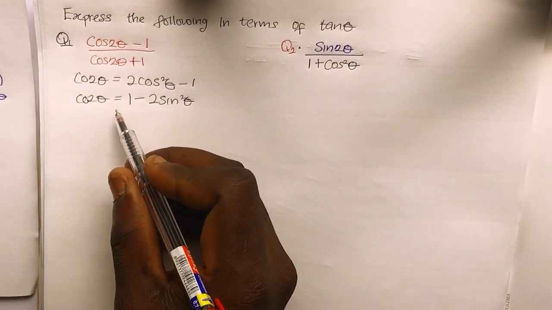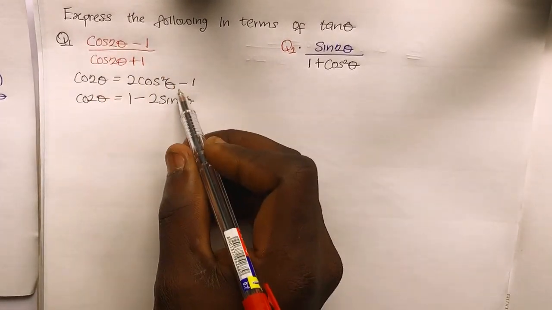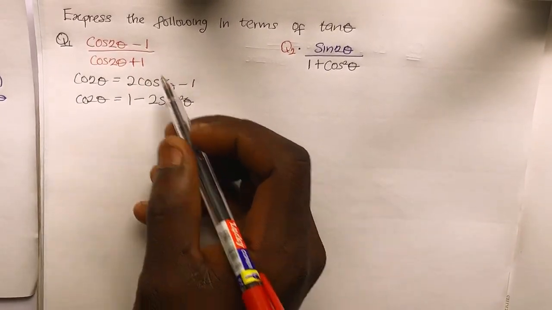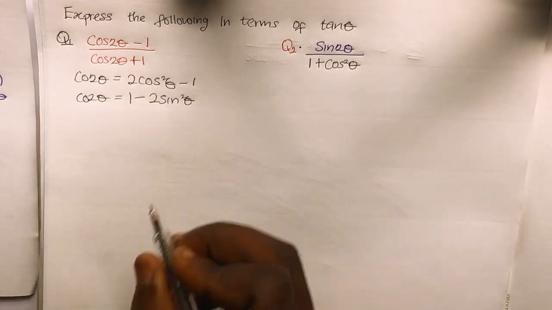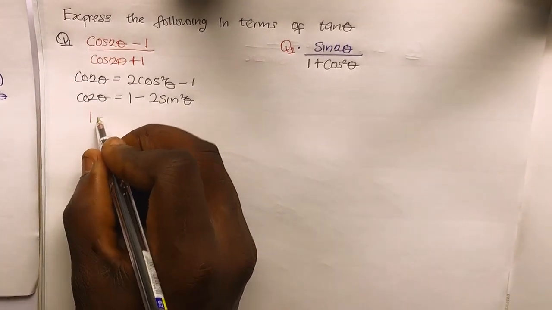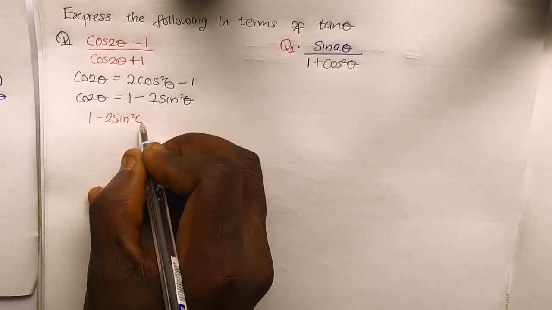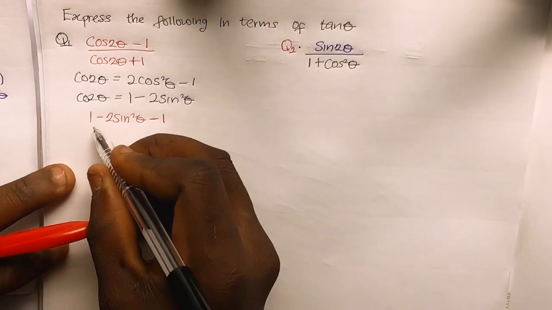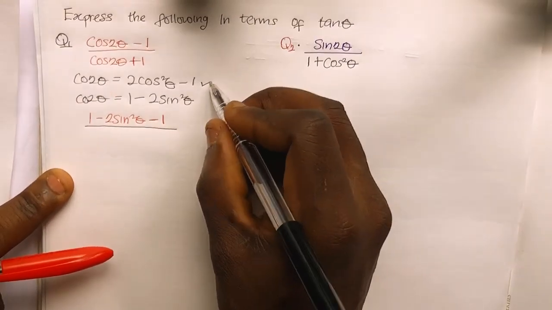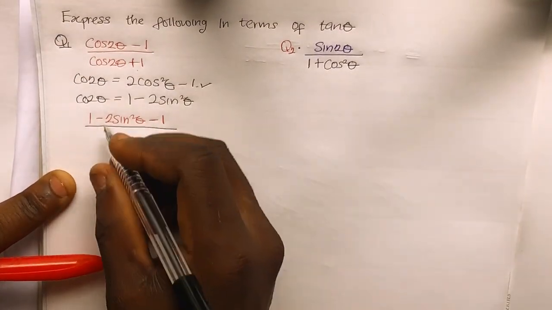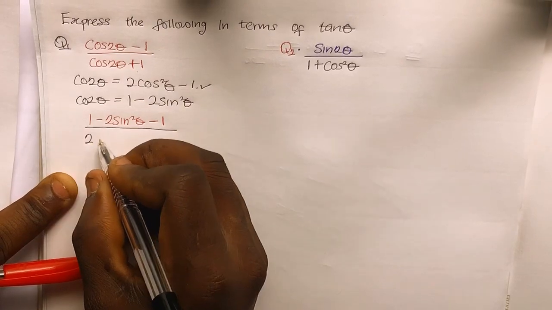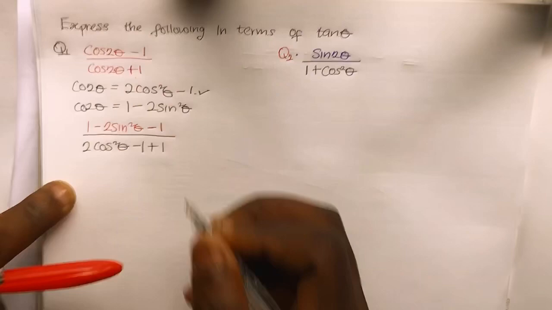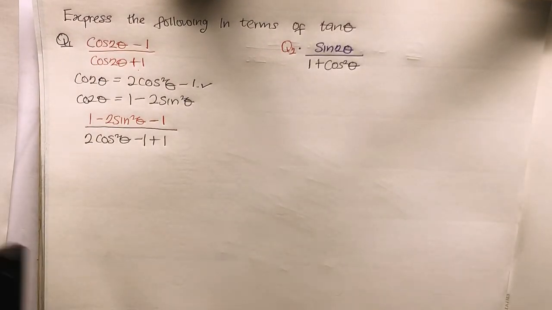Then if I go ahead and use this on top, it will be minus 2. Minus 1 minus 1, that's minus 2. But if I use this, I'm having 1 minus 2 sine square theta. It will help me to cancel this out. Then I'm going to have 1 minus 2 sine square theta minus 1. Can you see this now? Then divided by, if I should use this now, plus 1 minus 1, that's 0. Then I'm going to apply it. That's 2 cos square theta minus 1, then plus 1. You get it now.